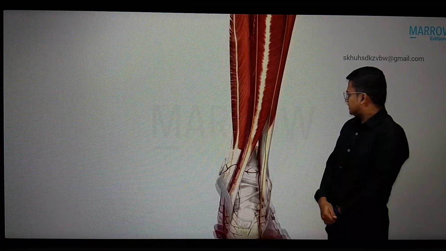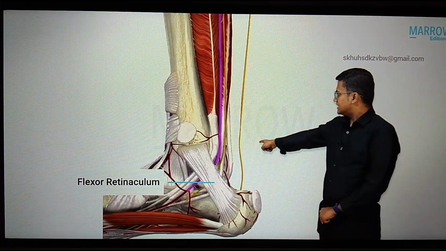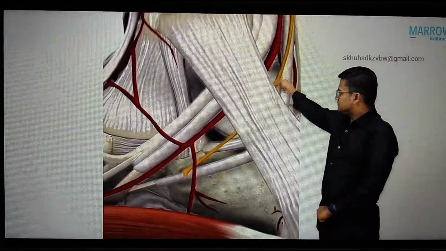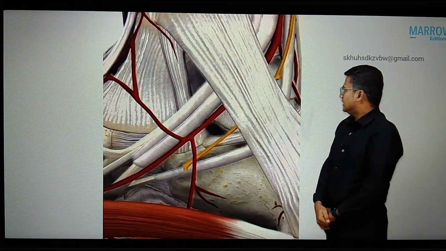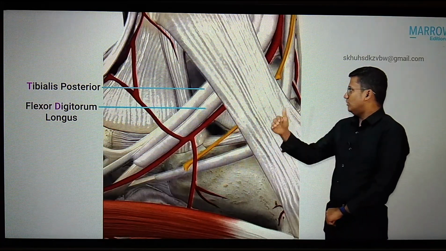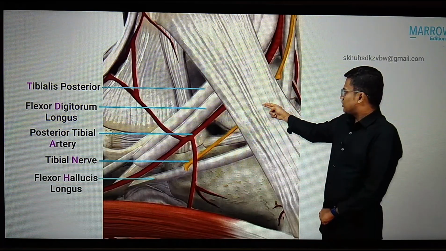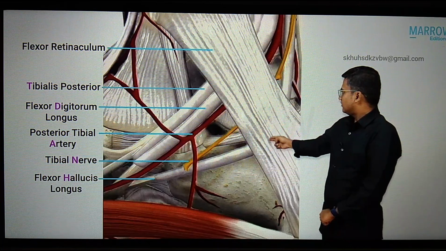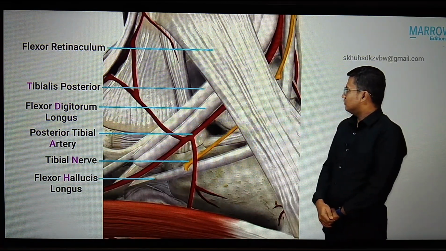Now, after supplying the posterior compartment, the posterior tibial artery passes below the flexor retinaculum of the leg. Now, how is the arrangement below the flexor retinaculum? We have a mnemonic: Tom, Dick, and Harry. T, tibialis posterior. D, flexor digitorum longus. A, artery, posterior tibial artery. N, nerve, tibial nerve. And last one, flexor hallucis longus. This is the arrangement from medial to lateral below the flexor retinaculum of the leg.